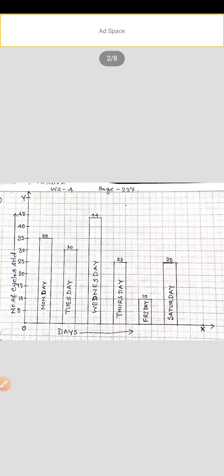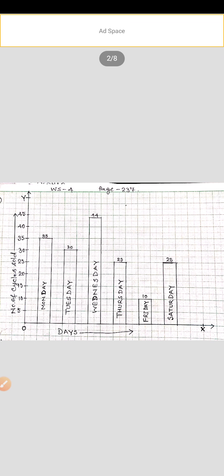And first Monday, 35 cycles sold, so the height of the Monday bar is 35. Draw a rectangle whose height is 35 units and give a gap of 1 centimeter also. Always remember, between two bars there is equal space and the width of each bar is also equal.